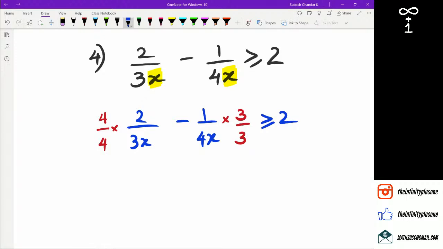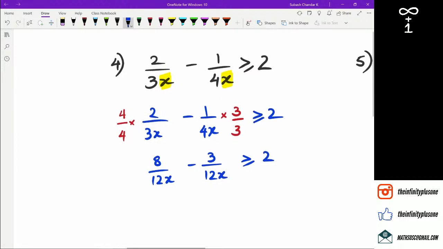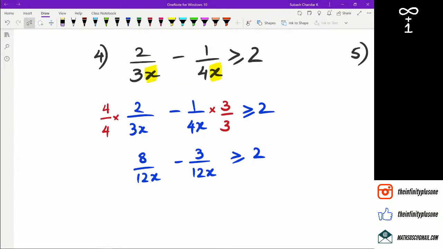That's all good. The next part is simplifying the fraction in the numerator. So we've got 4 times 2, which is 8, over 12x, minus 1 times 3, which is 3, over 12x, and all of this is greater than or equal to 2. Now what do we have? We've got 12x as a common denominator. We can actually rewrite this as 8 minus 3 over 12x is greater than or equal to 2.